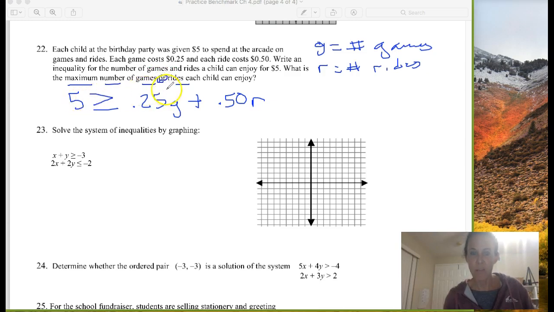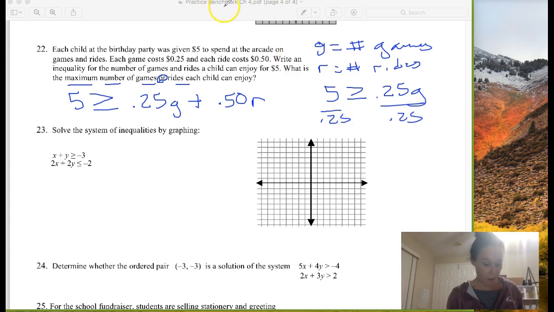Well, if I have $5 and I only want to play games, I'm going to go $5 equals 0.25 times games. They're a quarter a game, so divide by 25 cents. If I have $5 and I divide it by 25 cents, how many games can I play? I can play 20 games, okay? So your games have to be less than or equal to 20.